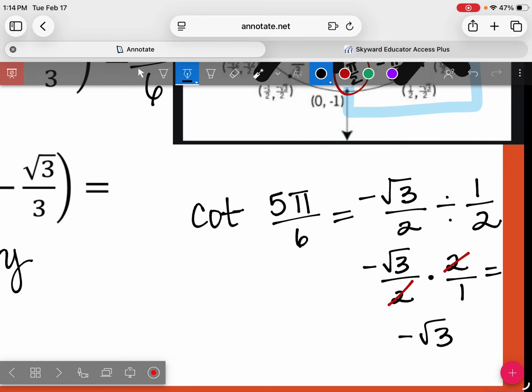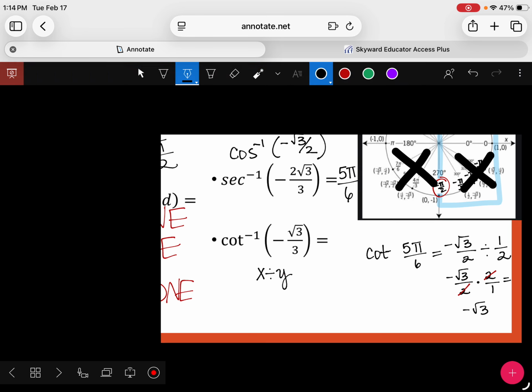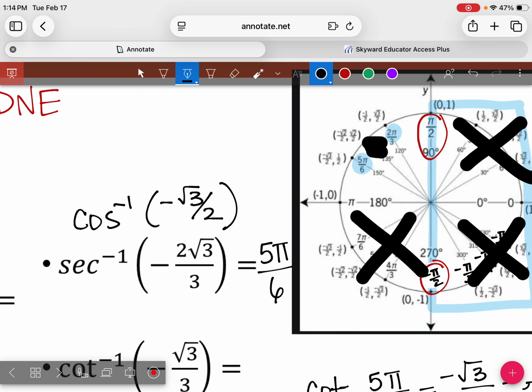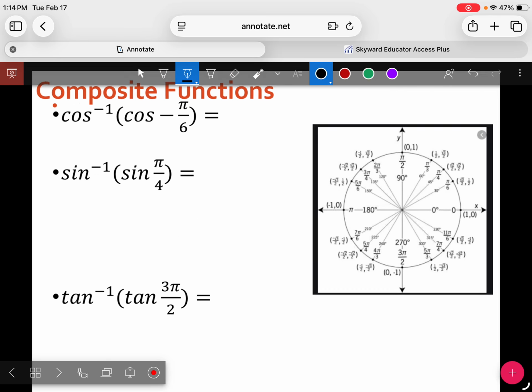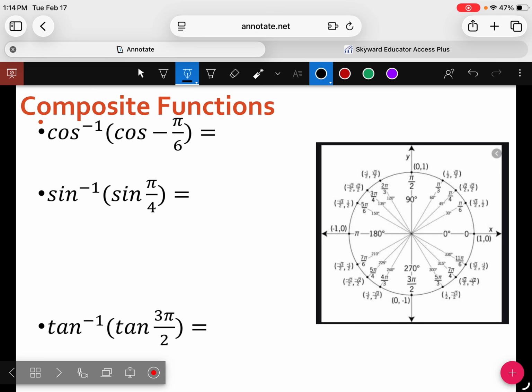So my answer is not, Aisha, is not 5 pi over 6. That's not my answer. Okay? It's not 5 pi over 6. So I can cross that one out too. So I only got one possibility, which is what? 2 pi over 3. That would be your answer. That's how you have to approach it. All right. Let's go ahead, copy down these 3. Let's do a few composite functions.